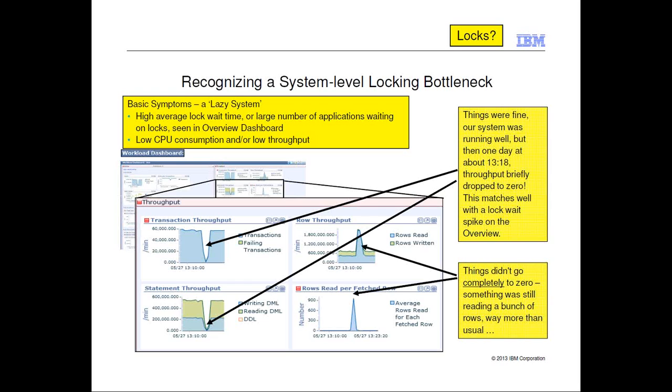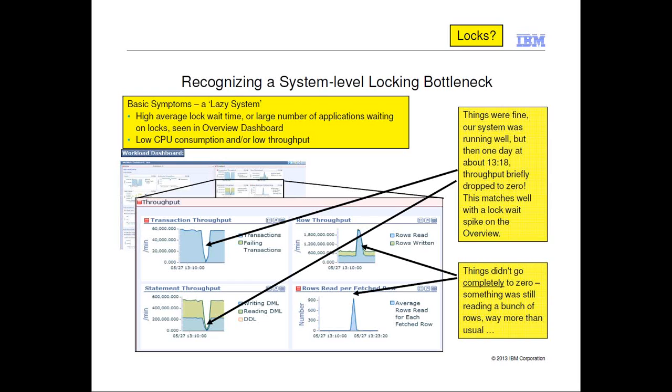Now, from the overview dashboard, we moved to the workload dashboard because we have seen a few alerts on the workload section of the overview dashboard, and then we observe that in terms of transaction throughput and row throughput, there has been a sudden change, a drop or a sudden increase at certain instances of time. The screenshot shows that the rows read per fetched row didn't completely go to 0. Something was still being read, but which was much higher than the other times.